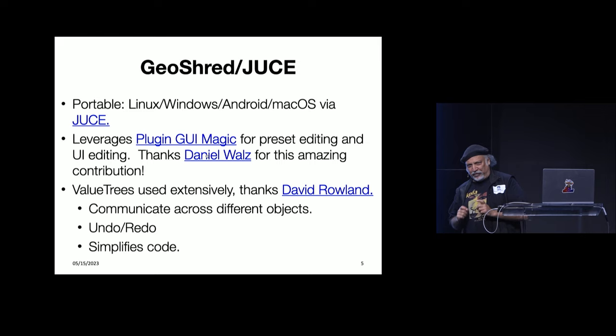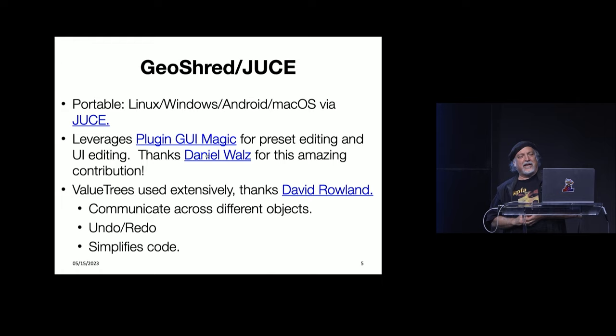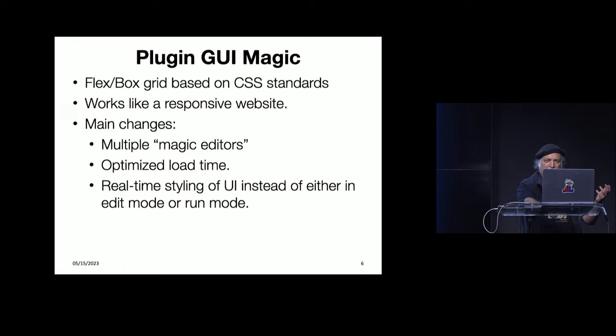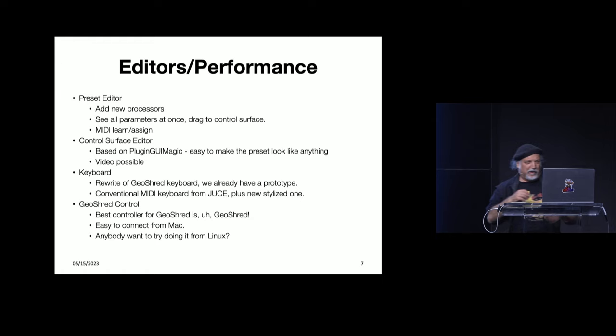All right, so that's the UI thing, and then getting into the JUCE stuff. David Rowland did a great talk, I think it was 2017, about value trees. We used that extensively. And again, plug-in GUI magic, we leverage off the FlexBox and Grid. It's a CSS web standard, so anyone that knows CSS should be able to do it. But not only that, it's a drag-and-drop GUI editor, so you don't even really need to write code.